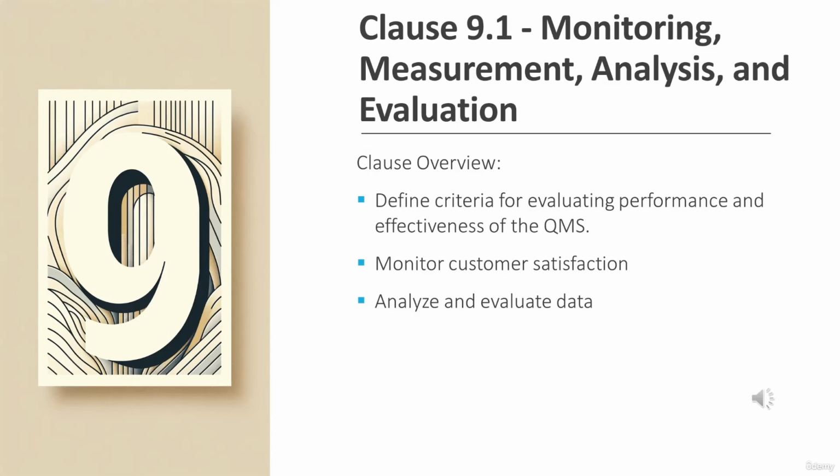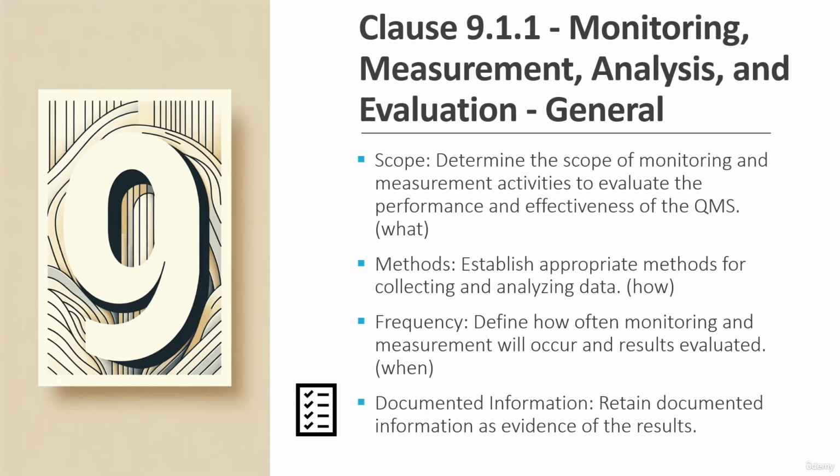Let's look at each of them. Let's start with the general clause. So here is the general clause. It says that we need to do some monitoring, some measurements, some analysis and some evaluation to check whether our quality management system is performing as expected or not. So in the general clause, it says that we need to define what we are going to monitor, measure, analyze and evaluate. So we need to determine the scope of these activities, the scope of monitoring and measurement activities.